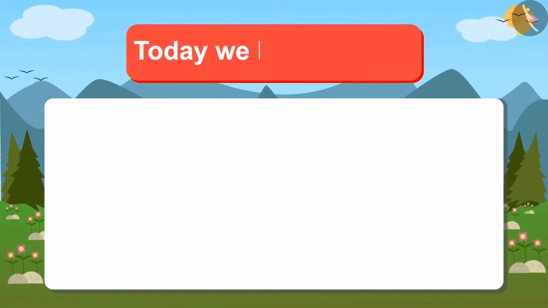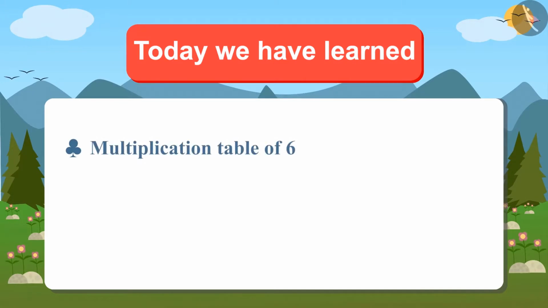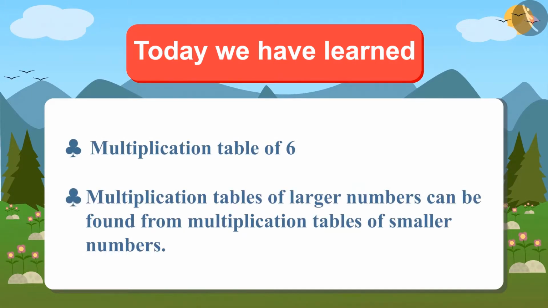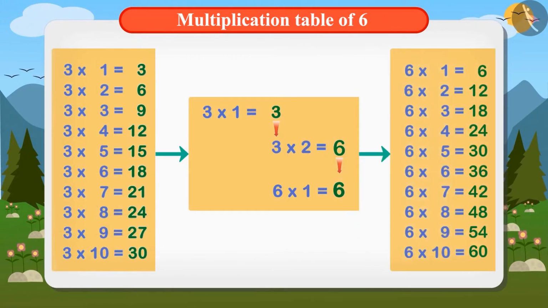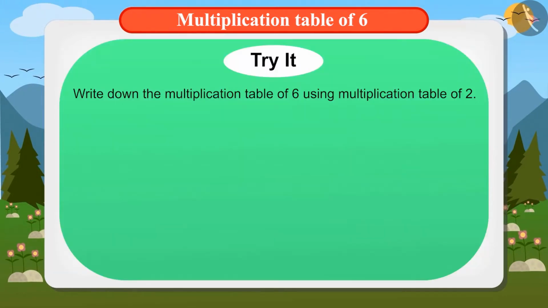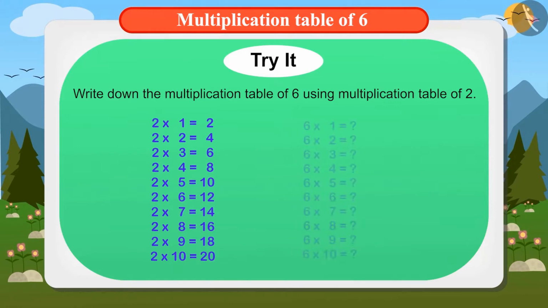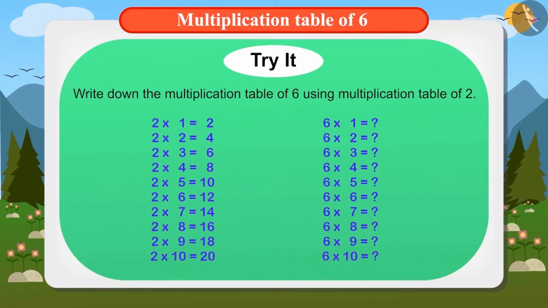Today you learned the multiplication table of 6. And you also learned that multiplication tables of bigger numbers can be found out from multiplication tables of smaller numbers. Just like Vandana figured out the multiplication table of 6 from the multiplication table of 3. You can try to find the multiplication table of 6 from the multiplication table of 2.